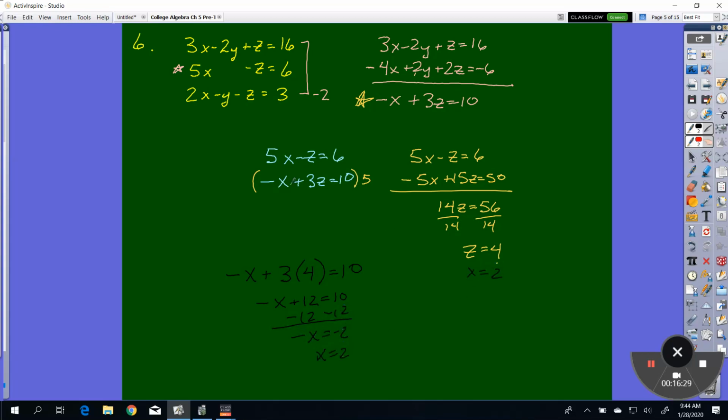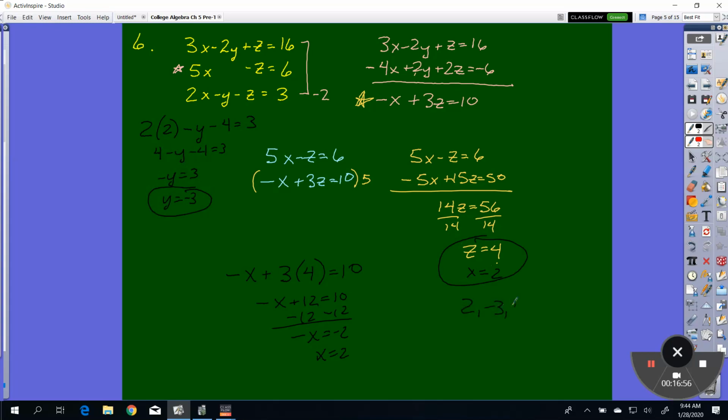So now I need to figure out what y is, so I plug it into one of these two that have the y. So I'm going to plug it right into this yellow one. So 2 times x minus y minus 4 equals 3. So 4 minus y minus 4 equals 3. So 4 minus 4, those cancel out. Negative y equals 3, so y equals a negative 3. So there's my y, there's my x, and my z.